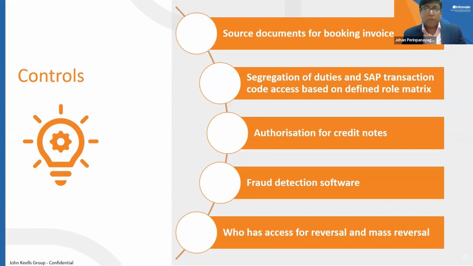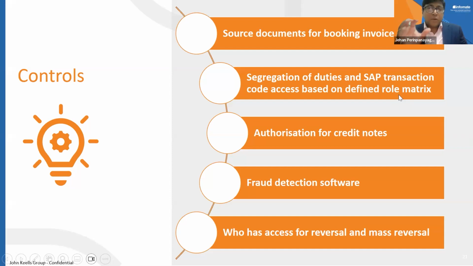What's a source document for booking invoices? Because typically, once a liability gets booked, the payment happens thereafter seamlessly. So please make sure that only approved invoices get in. I highly recommend the three-way matching. Make sure that that's in place. Segregation of duties.